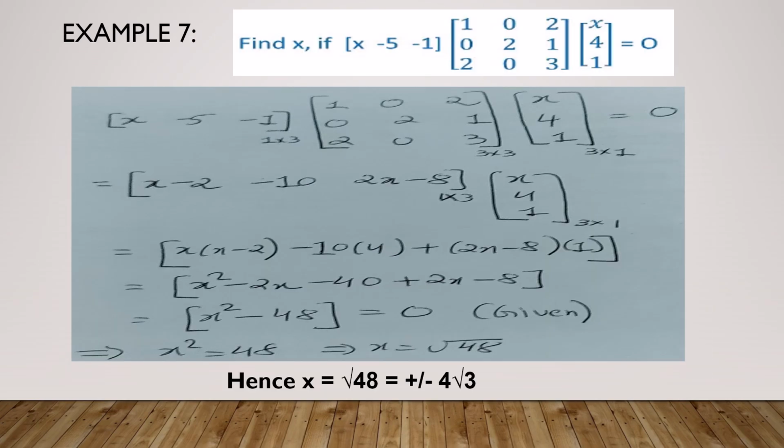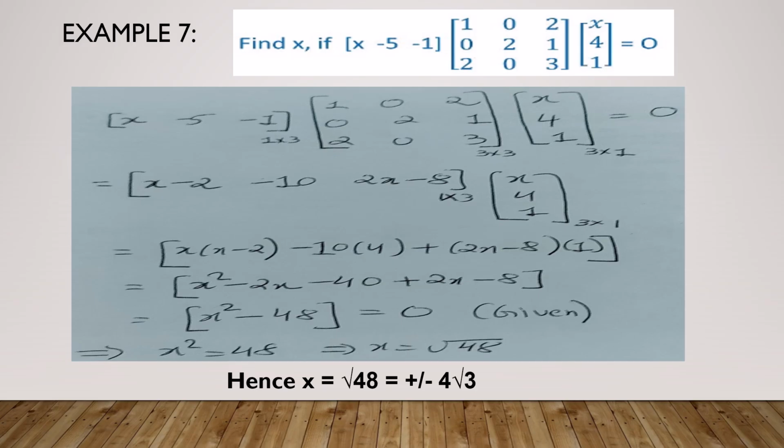Next example. Find the element x if the first matrix x minus 5 minus 1 into the second matrix into the third matrix is equal to 0. Now see, the first matrix is 1 row 3 columns, 1 cross 3, the second matrix is of the order 3 cross 3, the third matrix is of the order 3 cross 1. Correct? So first you take the first two and multiply them.